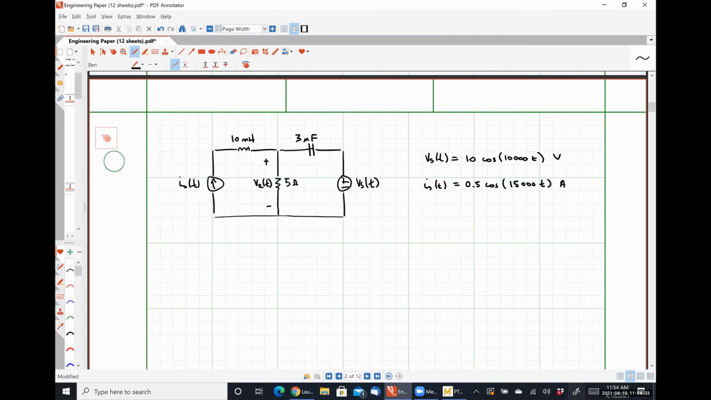Our input signals are sinusoids. So one would argue we should be able to do steady state sinusoidal analysis on this circuit, right? The problem that we face is that the impedance of our inductor is J times omega times L, but there are 2 omegas. And the impedance of our capacitor is 1 over J omega C, and again, there are 2 omegas. So how could we break this down to where each capacitor and inductor only sees 1 omega at a time?